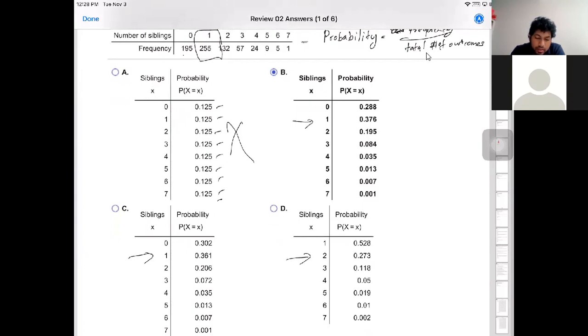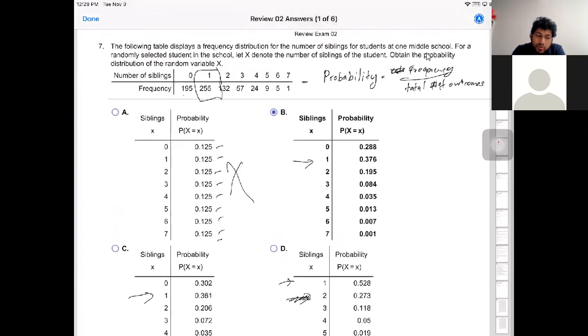Sorry, number of siblings 1 should have the highest probability. So let me check that. Yes, answers B and C satisfy it. So what's the problem with answer D? There is no number of siblings 0 in this answer. It starts from 1. So simply remove answer D.